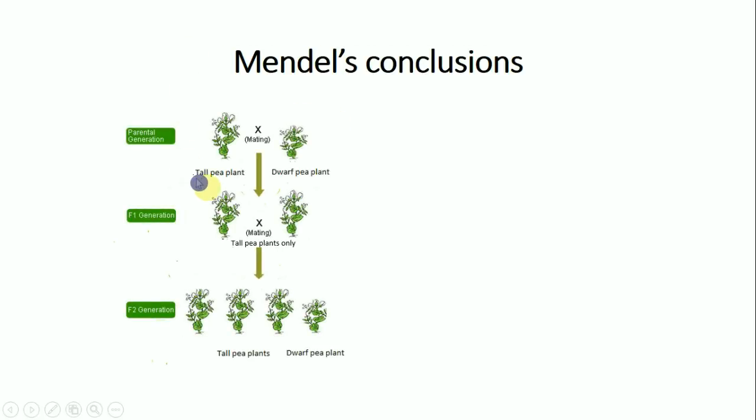So Mendel crossed tall pea plants with dwarf pea plants. He was expecting to have medium-sized plants in the first generation. However, he was caught by surprise when he saw that all the plants in the first generation were actually tall pea plants. Then he performed the so-called selfing, or he crossed plants from the first generation with plants from the same generation. And then he observed a 3-to-1 ratio of tall to dwarf pea plants.